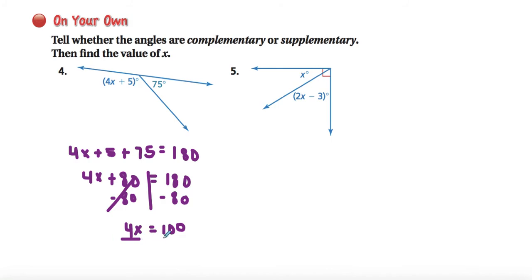To isolate my variable, I'm going to divide by 4 on both sides. 100 divided by 4 equals 25.